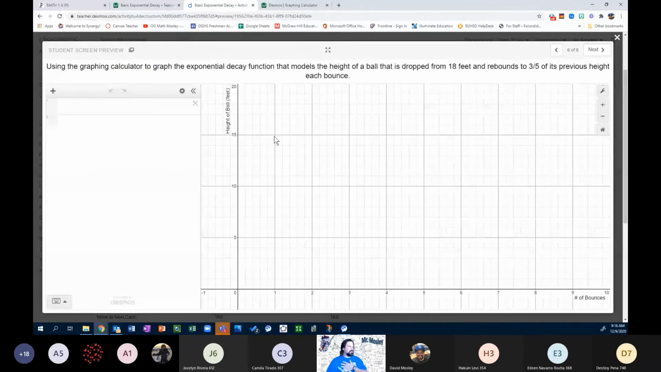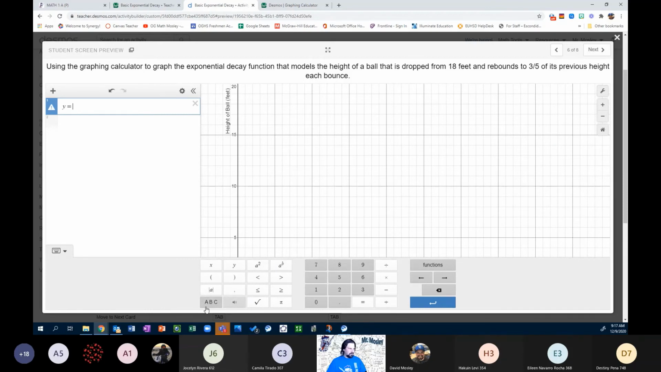All right, so next, you're given an entire Desmos graphing calculator. You're going to use the graphing calculator to graph the exponential decay function that models the height of a ball that is dropped from 18 feet and rebounds to 3/5 of its previous height each bounce. You're going to type in the y equals function rule into this little entry window here. If you need to, you can open up the keypad so you can use the exponents and all that stuff. You get extra letters over here.